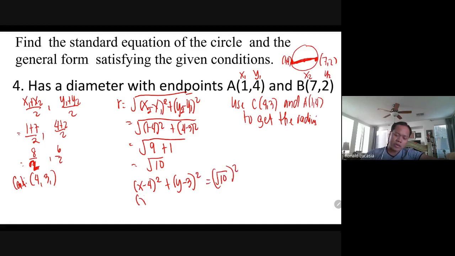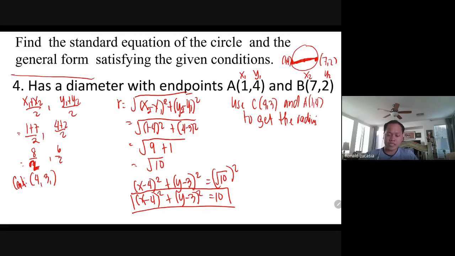So x minus 4 quantity squared plus y minus 3 quantity squared is equal to 10. Tapos, kayo na mag-expand para makuha nyo yung general form. This is the standard.